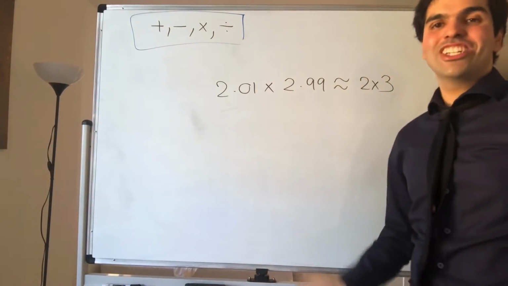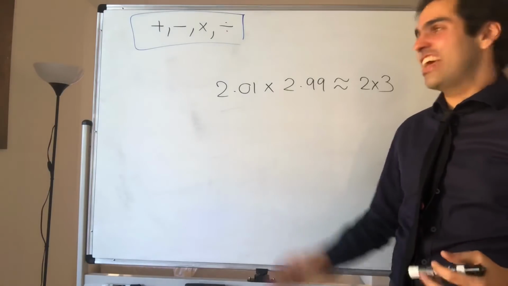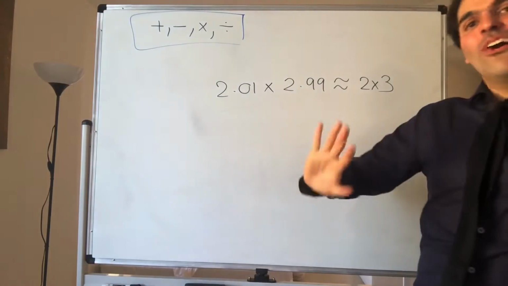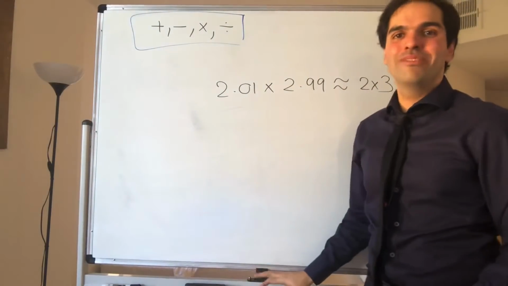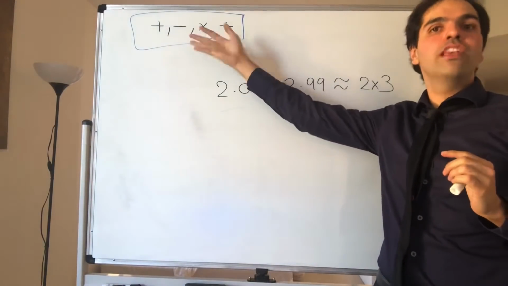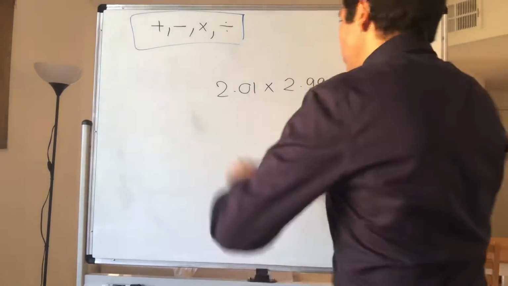Alright, thanks for watching. And does it ever make you upset when your non-mathematician friends say things like 2.01 times 2.99, well, that's roughly equal to 2 times 3? Then this video is for you because today I will show that the 4 basic operations are continuous. And what do I mean by that?